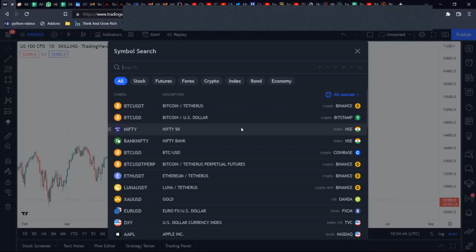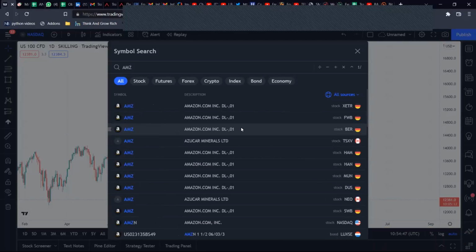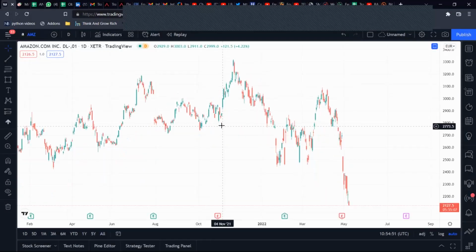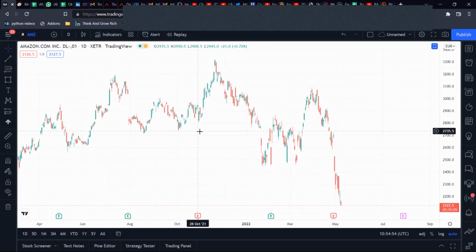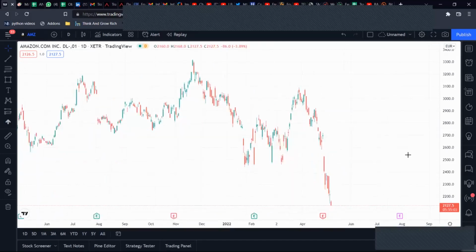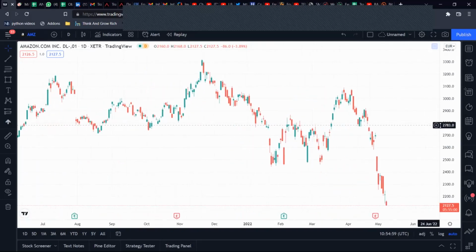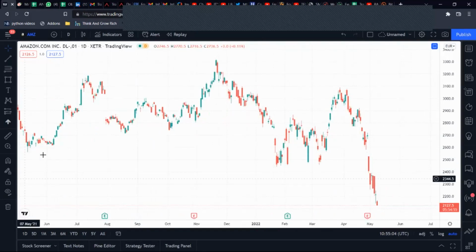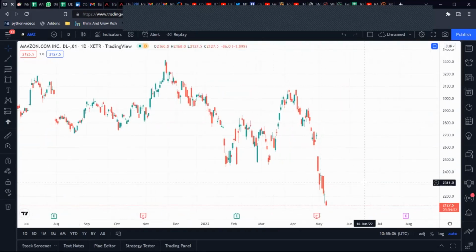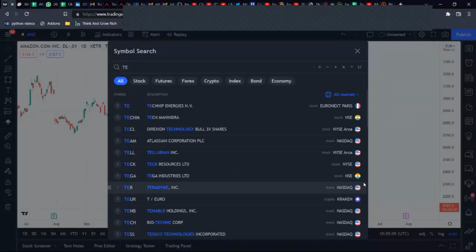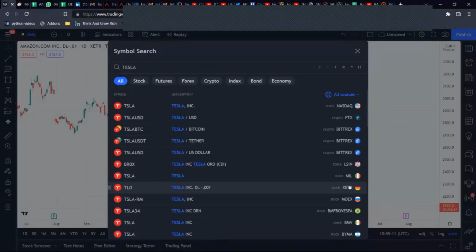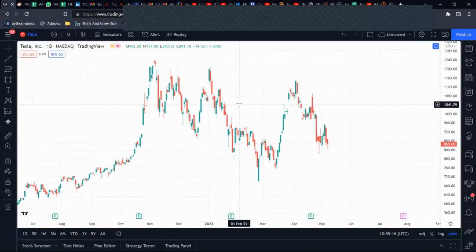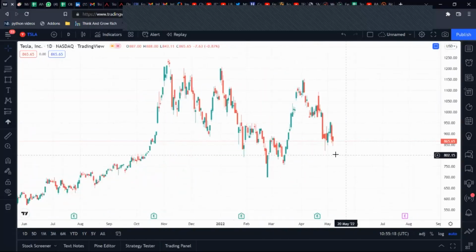I think it's Amazon. You see, everything is kind of on the drop. All sectors risk off, right? Tech sectors, which are usually outperforming, you could see, have been on a very strong bearish move. Let's see Tesla. Tesla as well, right? So we're in risk off moments, mostly.